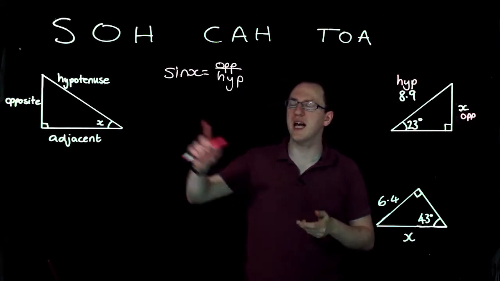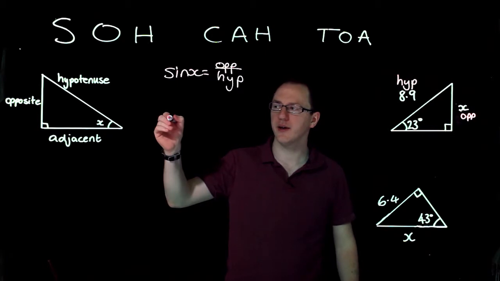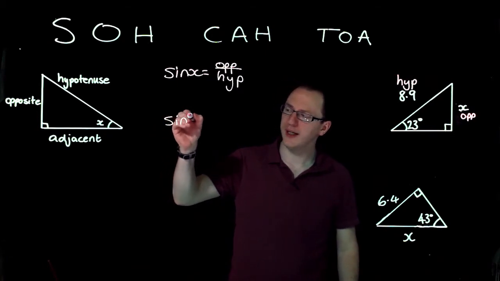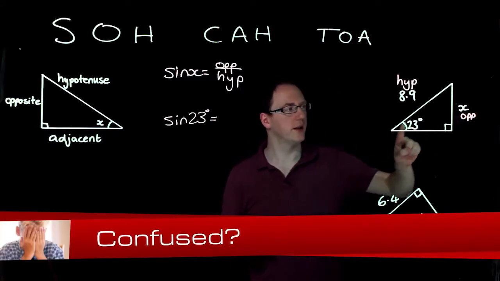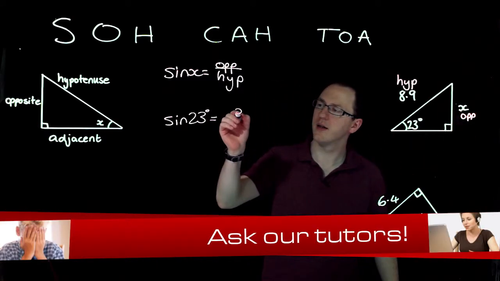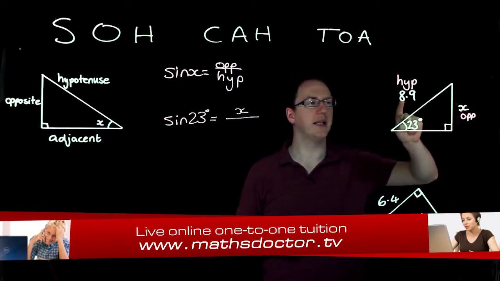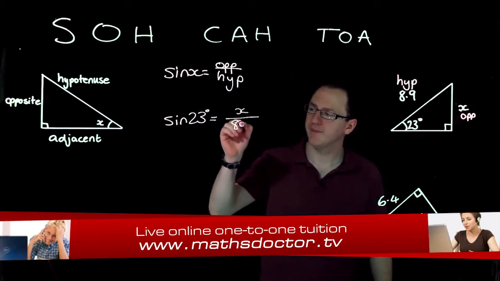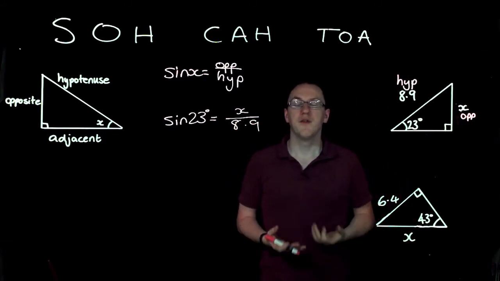So I'm going to look at my triangle and put in all the information that I know. So sine x, that's the angle, and in our case that's 23. So I'm going to write sine 23 equals the opposite, in our case that's x, divided by the hypotenuse, and in our case that's 8.9.